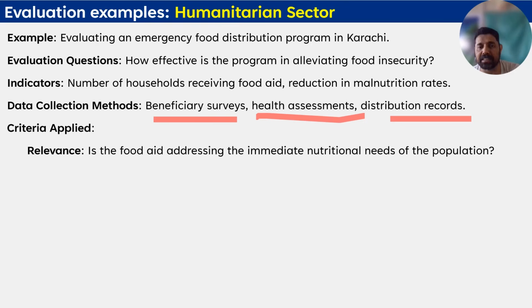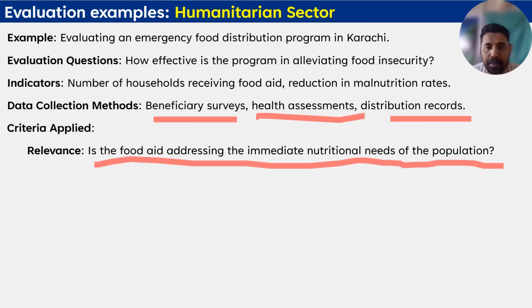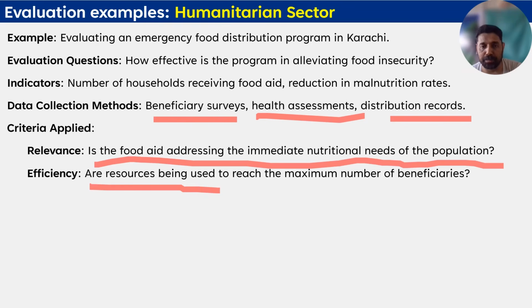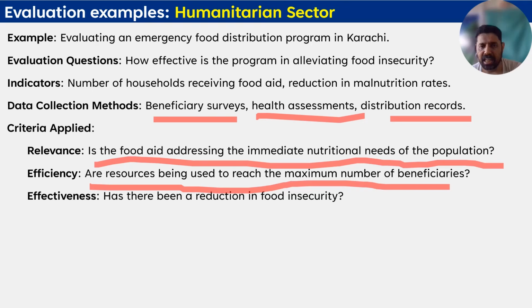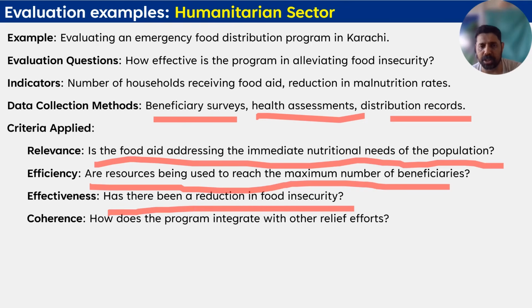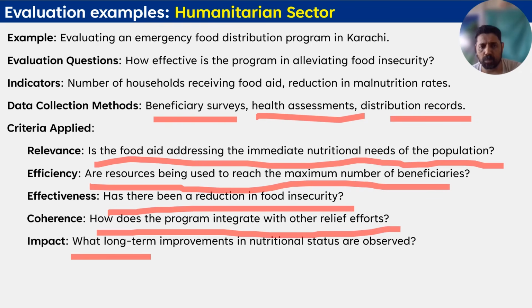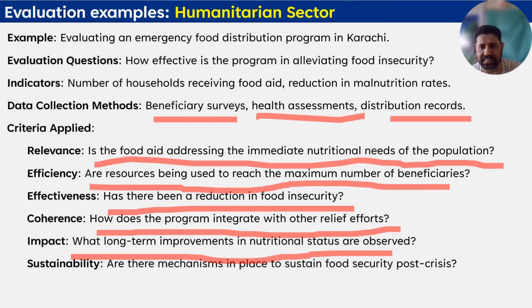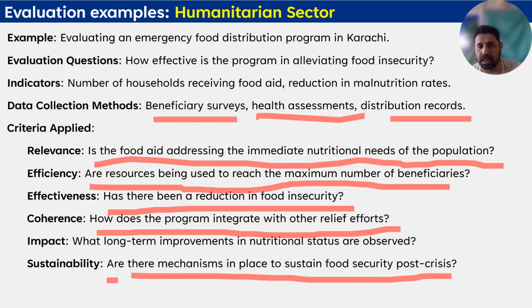Your criteria apply: relevance: is the food aid addressing the immediate nutritional need of the population? For example, you have provided food, so whether they actually required food or they needed some cash or other non-food items, etc. Efficiency: are resources being used to reach the maximum number of beneficiaries? Has there been a reduction in food insecurity? Coherence: how does the program integrate with other relief efforts? Impact: what long-term improvements in nutritional status are observed? Sustainability: are there mechanisms in place to sustain food security post-crisis? So this is an example from the humanitarian sector.